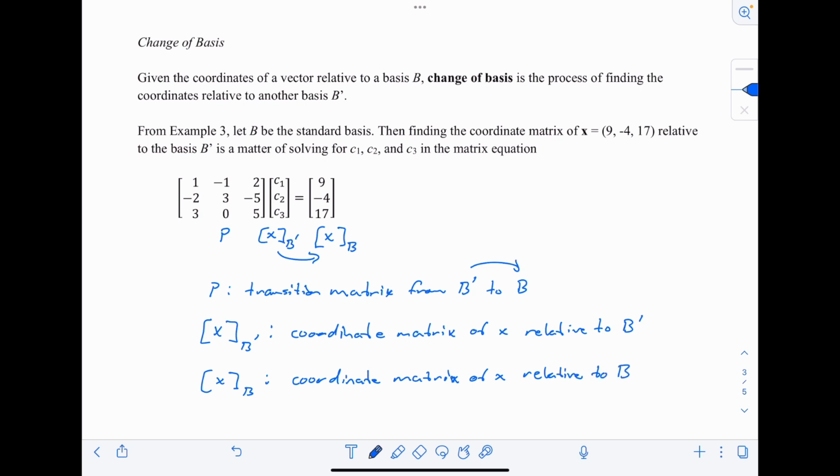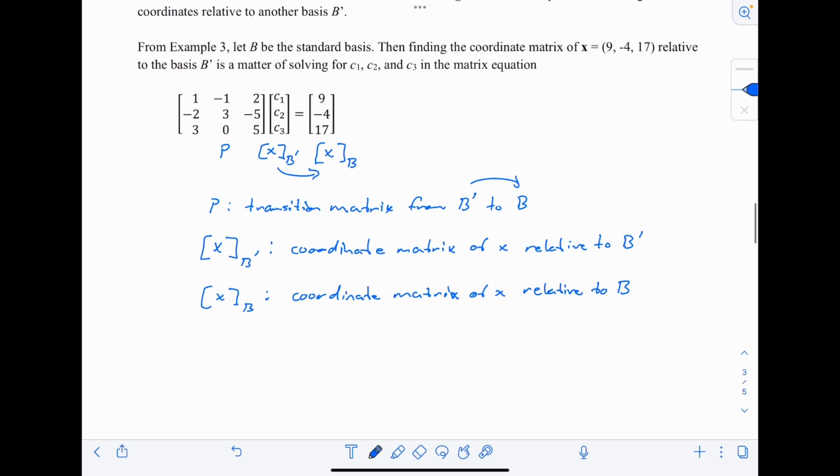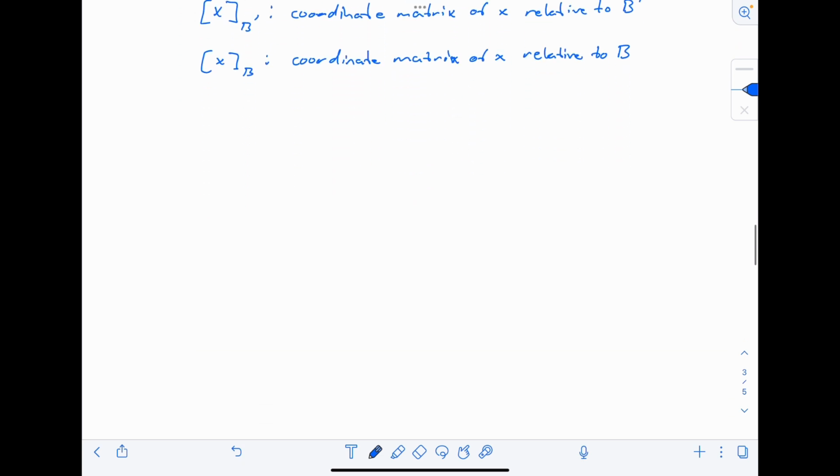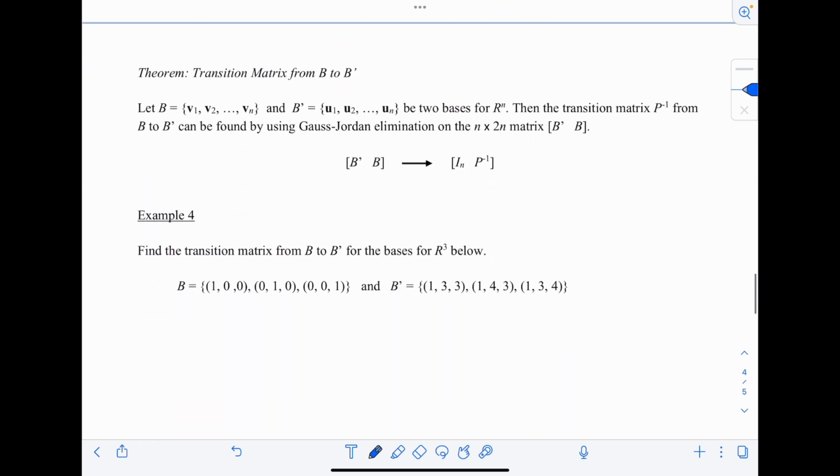Okay. So what we're going to do now is use this idea and this information. We're going to start to find coordinate matrices and these transition matrices. All right, so let's jump to an example here. I'm sorry, theorem first and then example.